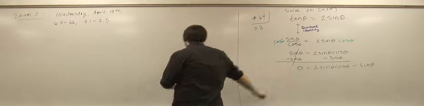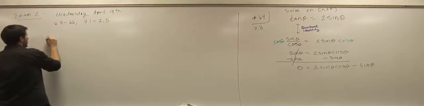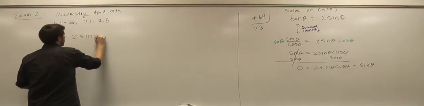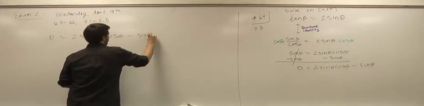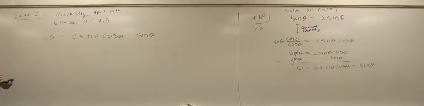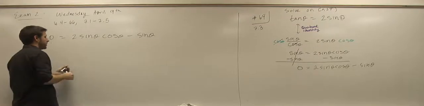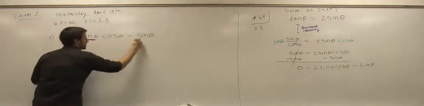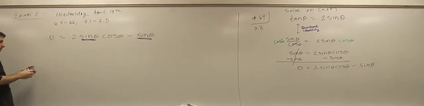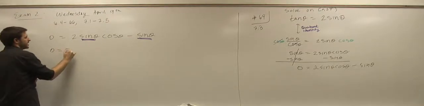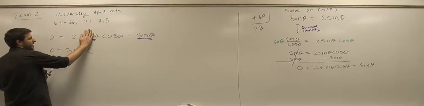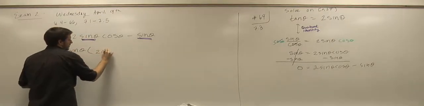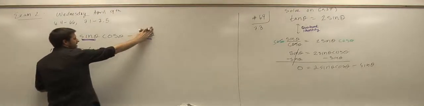But at this point I can factor. If 0 equals 2 sine theta cos theta minus sine theta, how can I factor this? Take a sine out. There's a sine in both of them. Sine theta is your greatest common factor. So you factor this by pulling a sine theta out front, and then you write what you have left. If you take a sine theta out of 2 sine cos, you just have 2 cos theta left. You take a sine theta out of sine theta, what do you have left?